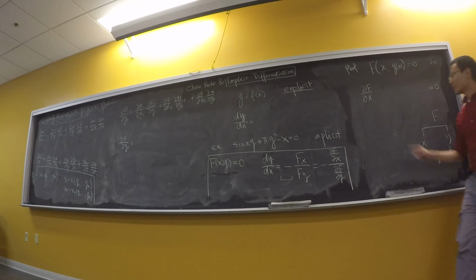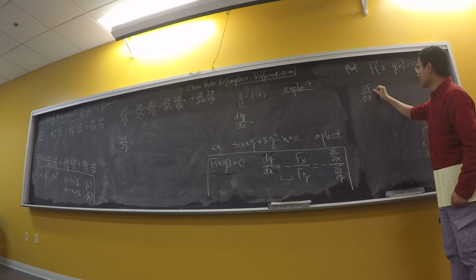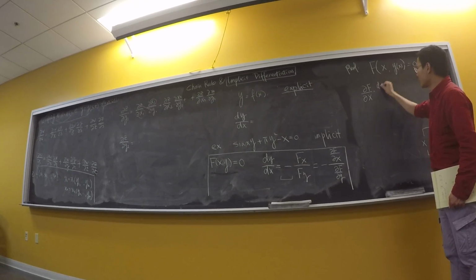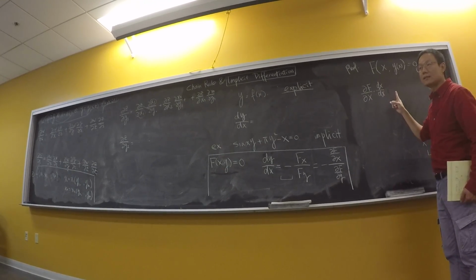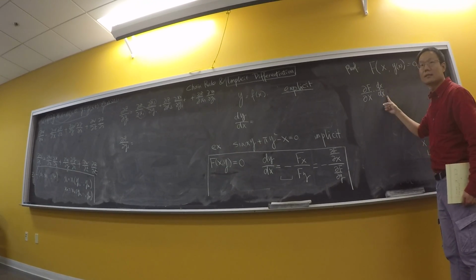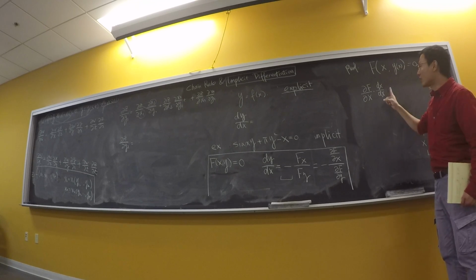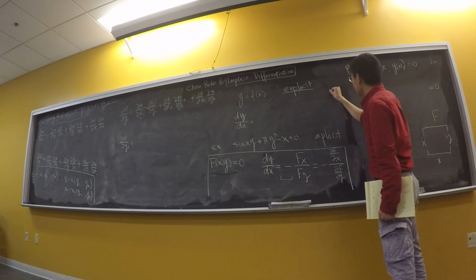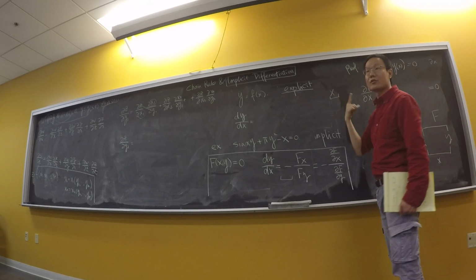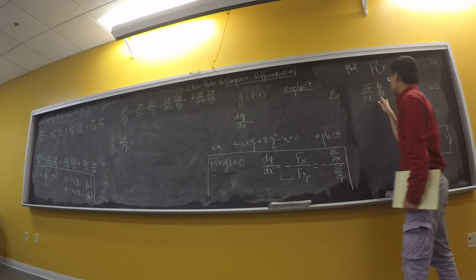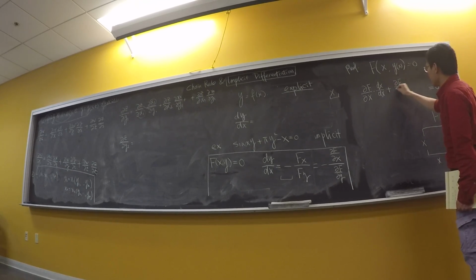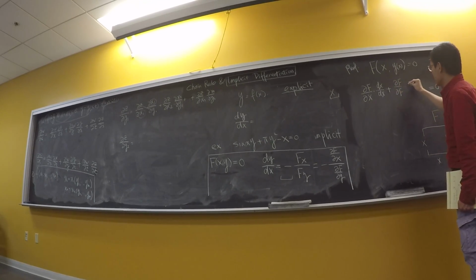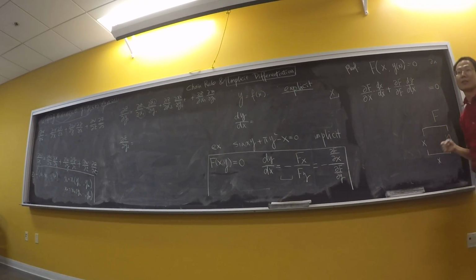So partial f partial x, and then I need to take the derivative dx over dx. But dx over dx is just 1. You're not canceling this again. We're just looking at the derivative of the function x with respect to x. So that's why this guy is equal to 1. And the second one, I take the derivative of f with respect to y, and then dy over dx is equal to 0.